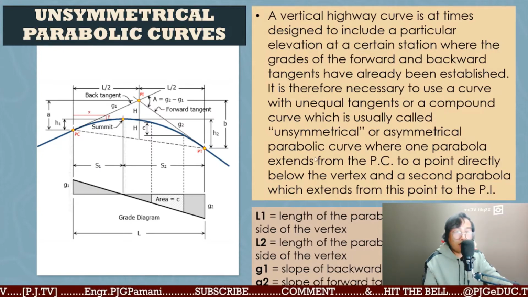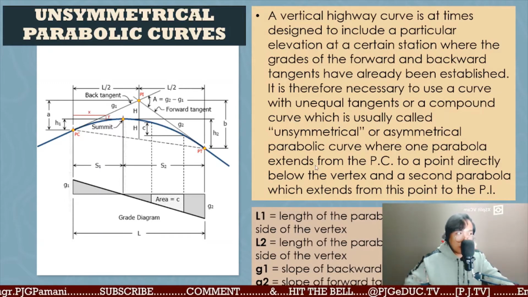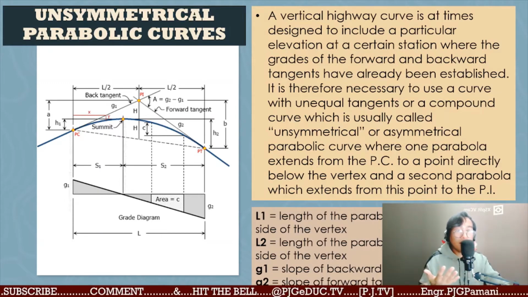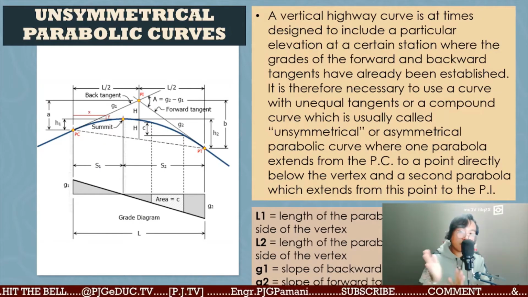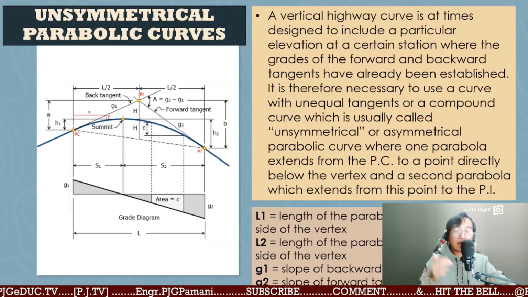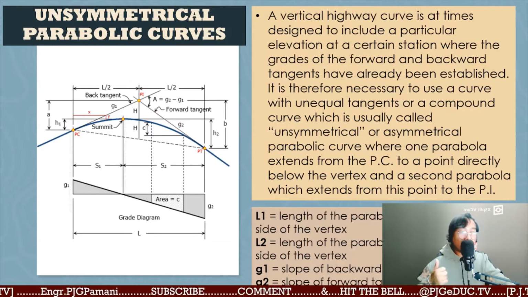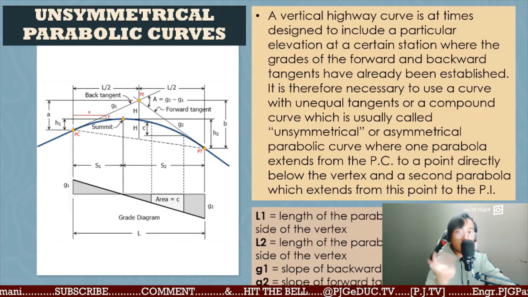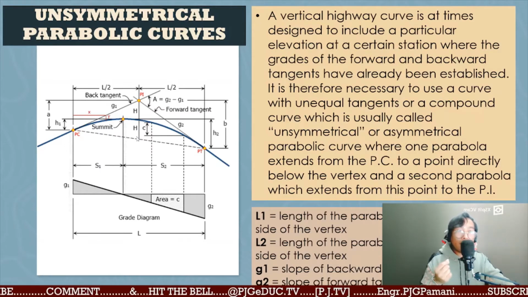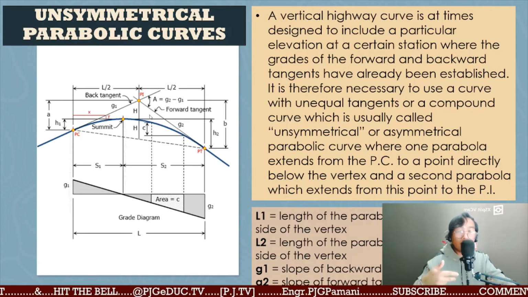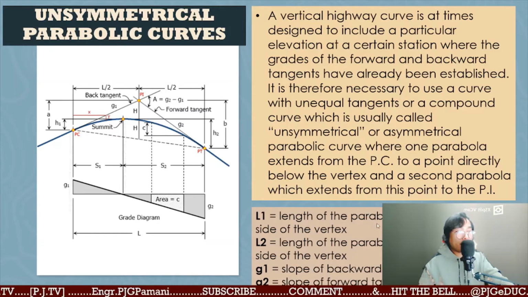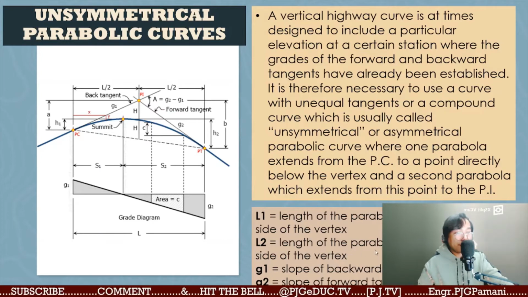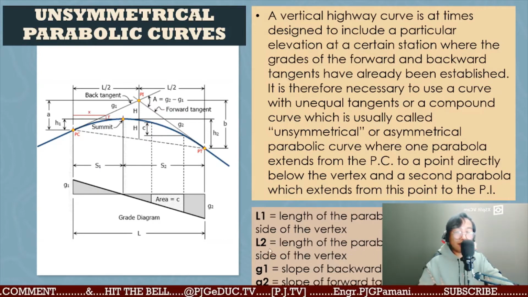Now, kung dalawa yung ating curve, or we are dealing with a compound curve, so basically, dalawa rin yung ating elements with respect to the left-hand side and with respect to the right-hand side. So, meron tayong dalawang horizontal length of the curve, which are unequal. And the location of H is no longer on the center of the parabolic curve. Okay? L1 is the length of the parabolic curve on the left side of the vertex. And L2 is the length of the parabolic curve on the right side of the vertex.